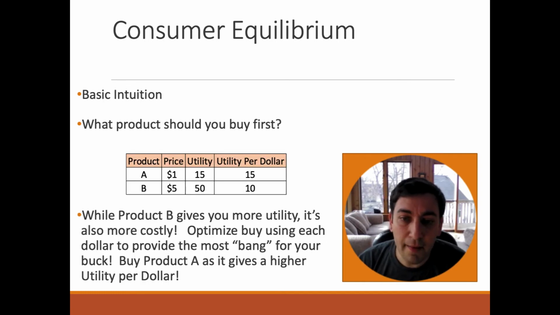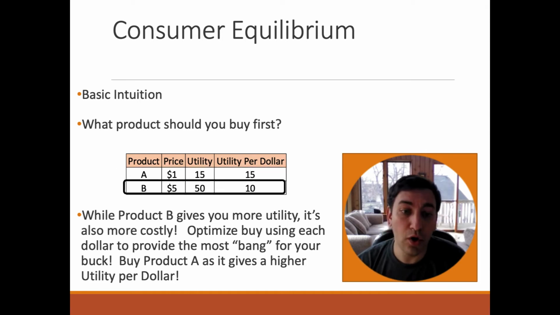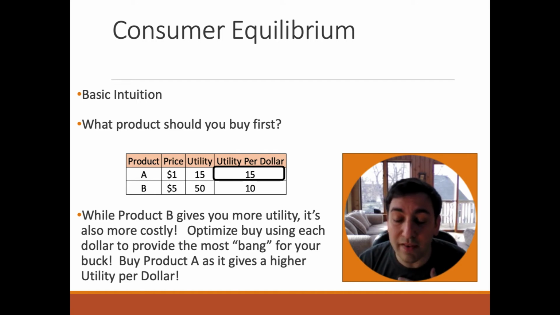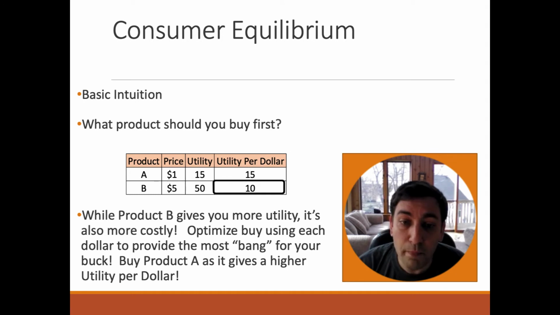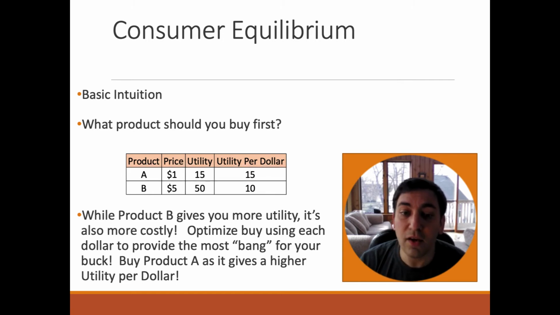So how does this work? Think about good A and good B. Good A costs $1 and gives 15 utils, where good B costs $5 and gives 50 utils. Clearly good B is more beneficial to you than good A. However, which one should you buy first? Incrementally, good A is giving you 15 units of satisfaction per dollar, where good B only gives you 10 units. So if you only had $1, you should buy $1's worth of good A because it provides 15 units of satisfaction compared to 10 units of satisfaction per dollar. Giving you the most bang for your buck would be good A for that first dollar.